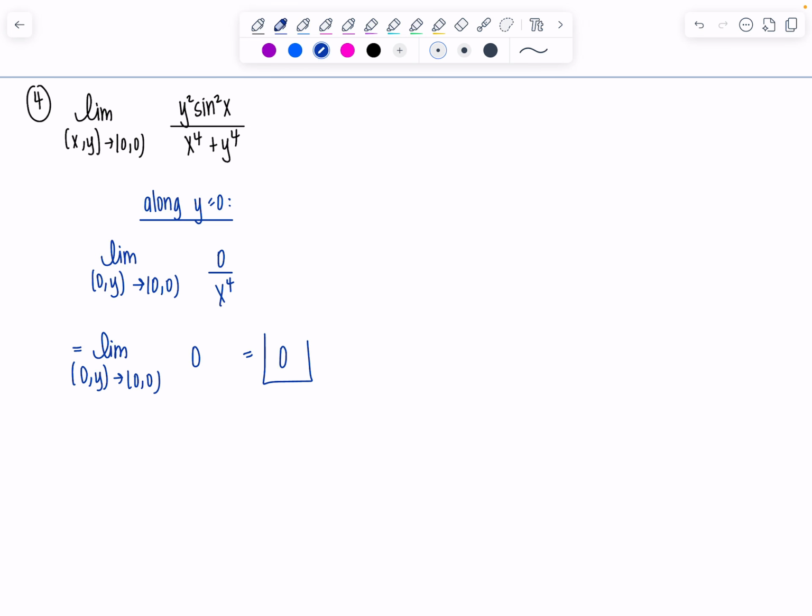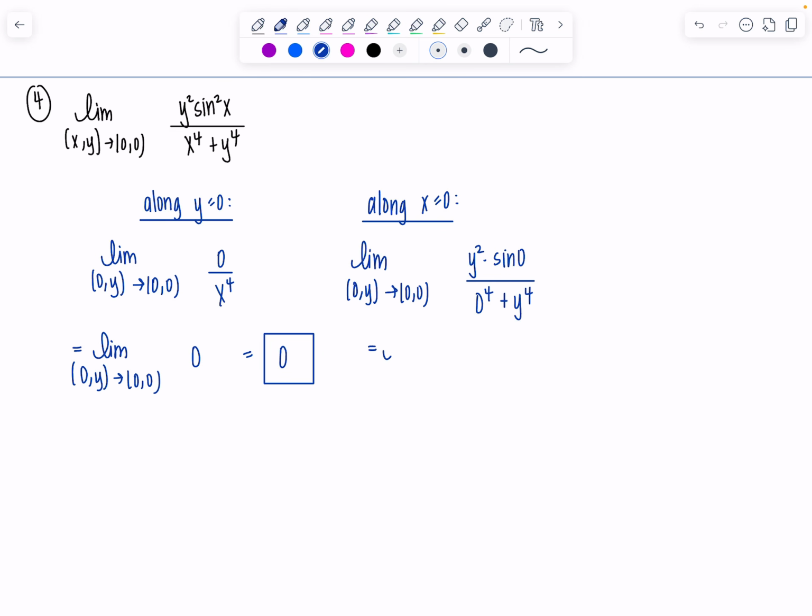Okay. Now say you tried next the path along x equals 0. Okay, let's see. Along x equals 0, we're going to have the limit as (x, y) approaches (0, 0). I'd have y squared times sine of 0 over 0 to the fourth plus y to the fourth. So that's the limit.